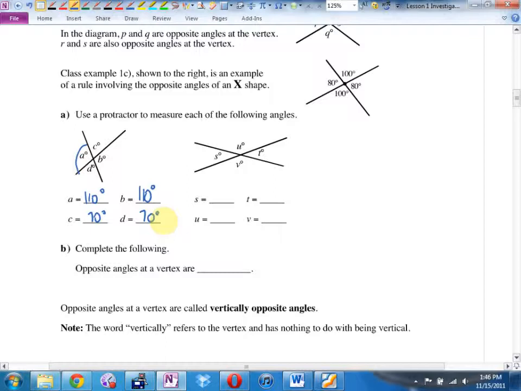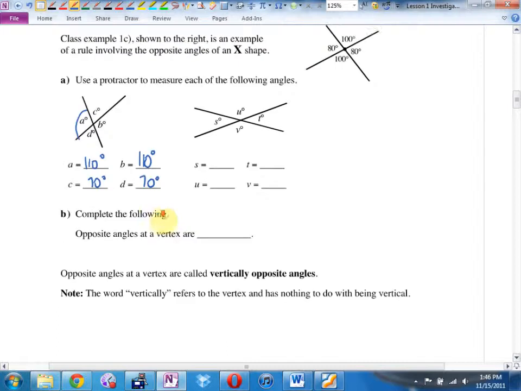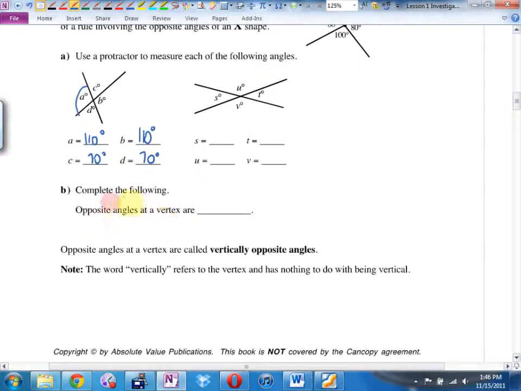Okay, fine. So it says complete the following. We're going to skip this one. Opposite angles at a vertex are equal. And in fact, we call these vertically opposite angles. Note, it says, the word vertically refers to the vertex and has nothing to do with being vertical, which is true. Turn the page.